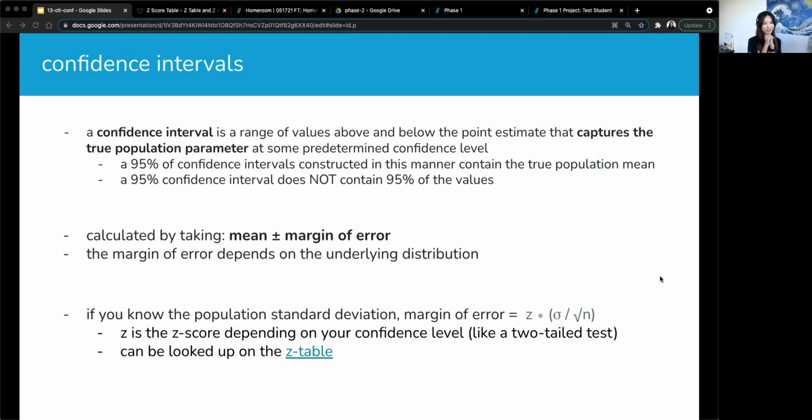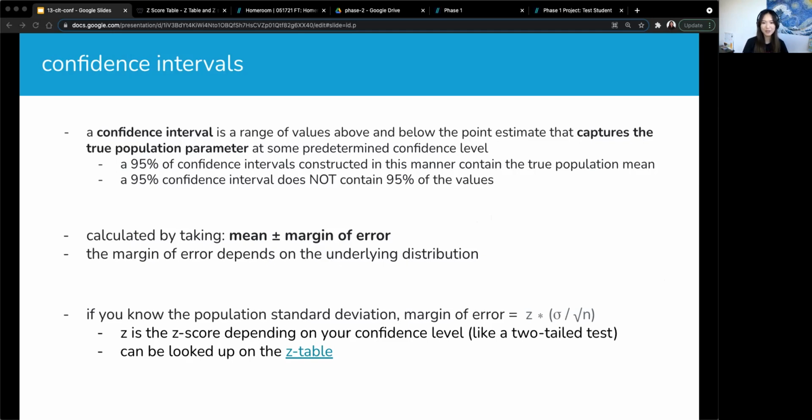I would say the most important thing to take away from this is if someone says, this is our confidence interval for estimating this, you would just have to interpret it as 95% of confidence intervals constructed in this manner contain this true value. Not that there's a 95% chance that it contains this value. Okay, questions?